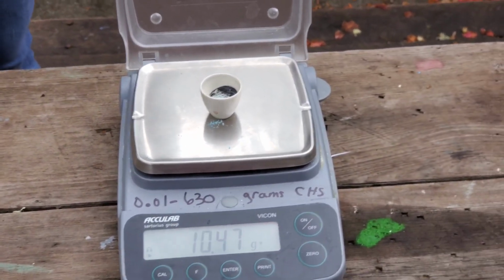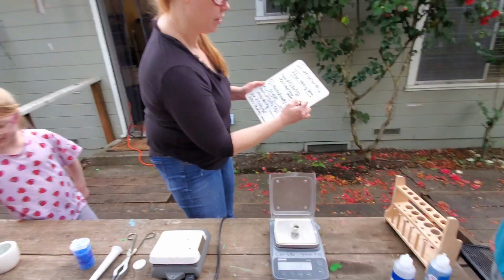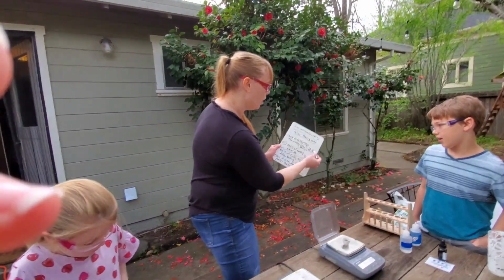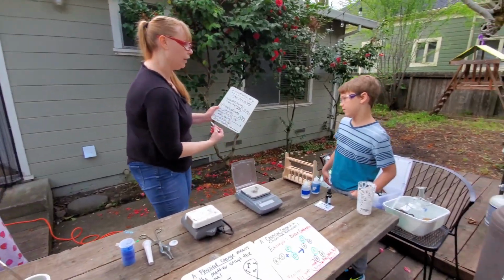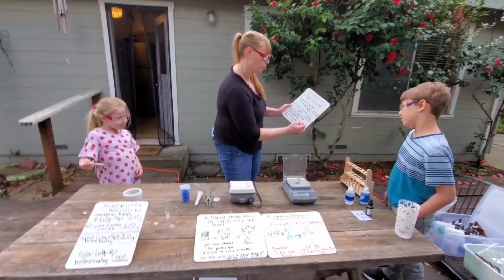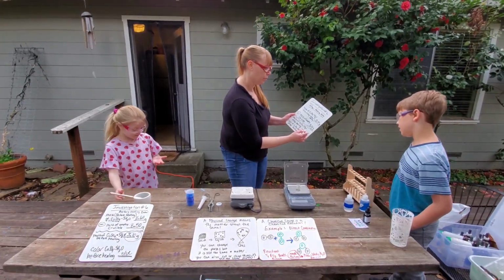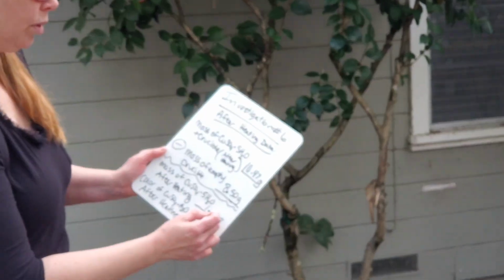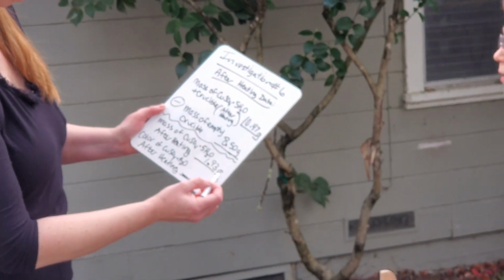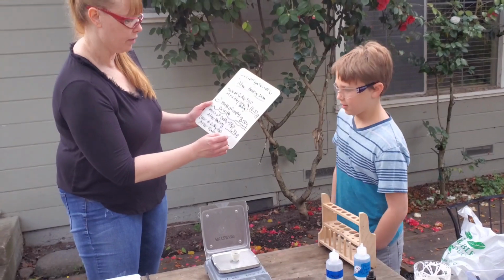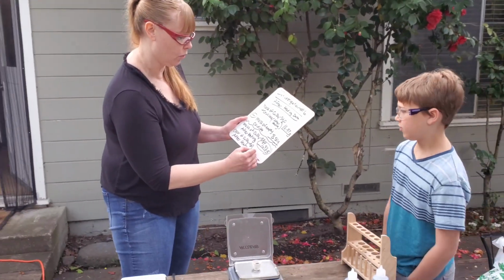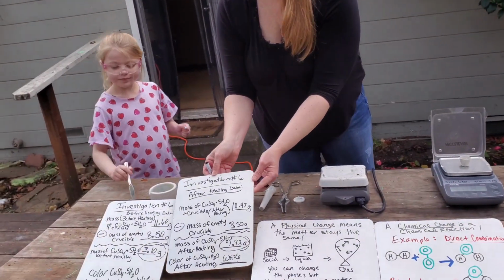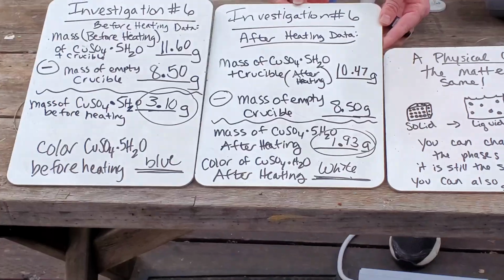10.47. So we're putting 10.47 grams, and you can help me with the math, Troy. What's 10.47 minus 8.5? It is 1.93. Okay, so it weighs 1.93 grams now, and it's white. Put that side by side with the before heating.